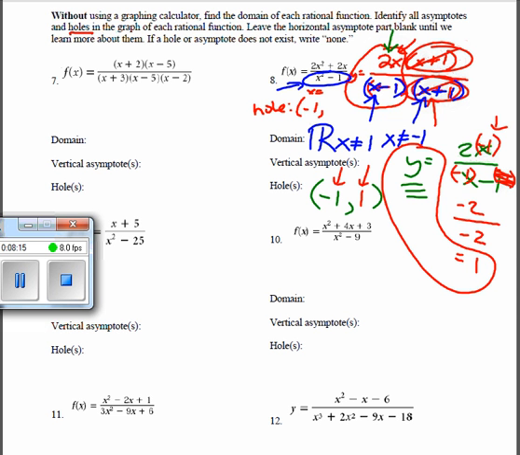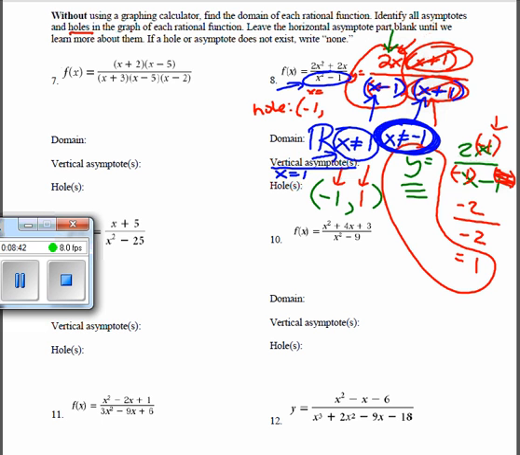And then the last thing you have to answer is vertical asymptotes. To get your vertical asymptotes, they are either this or this, and if one of them is a hole, which we figured out -1 was a hole, if that's the hole, then the other one must be the asymptote. And so that ends up being x equals 1 for your vertical asymptotes.